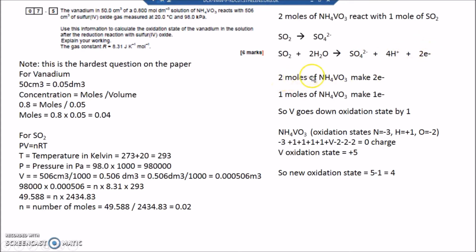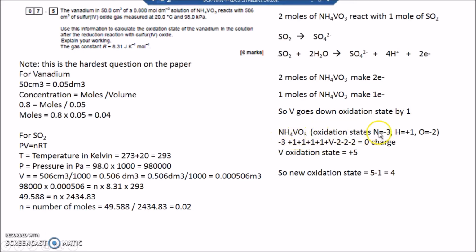Where do the 2 electrons come from? They come from the other chemical that reacts, the NH4VO3. 2 moles of NH4VO3 are not going to make 2 electrons, they're going to absorb 2 electrons. So 1 mole of NH4VO3 will remove 1 mole of these electrons. So the oxidation state is going to go down by 1. If it accepts an electron, its oxidation state is going to go down by 1.